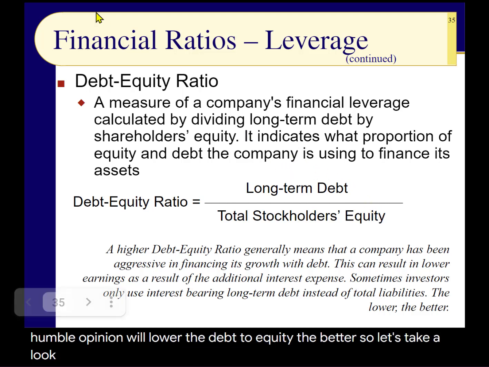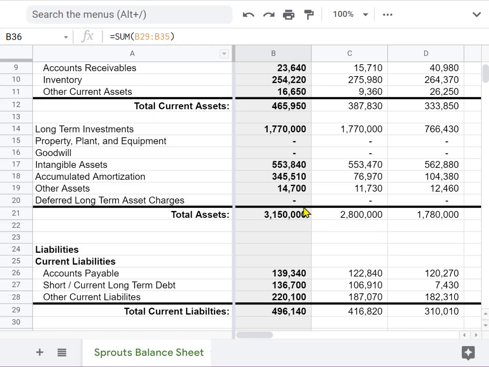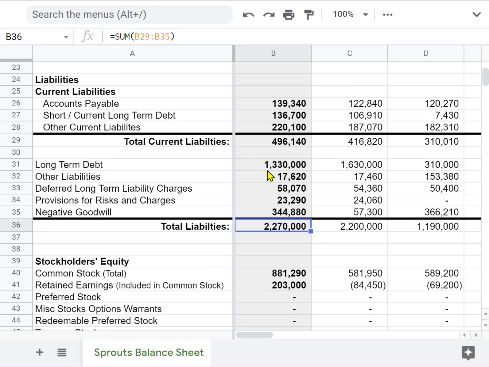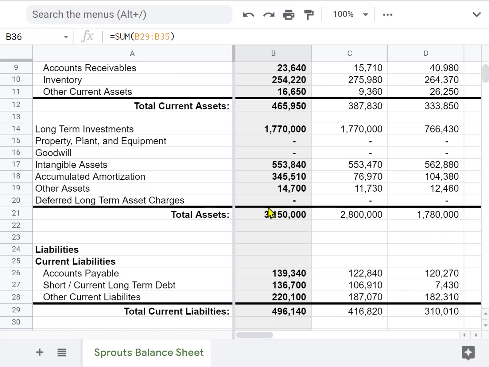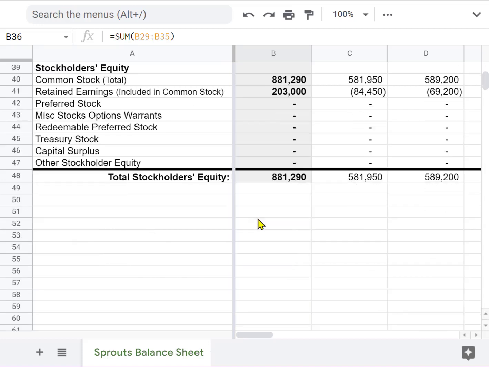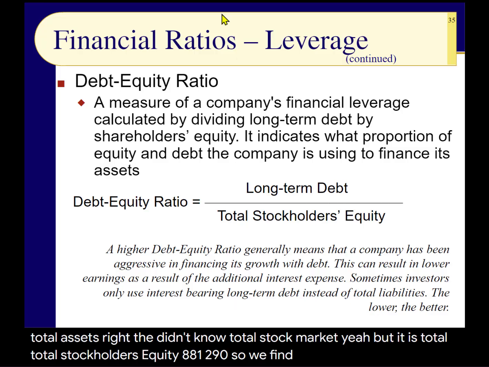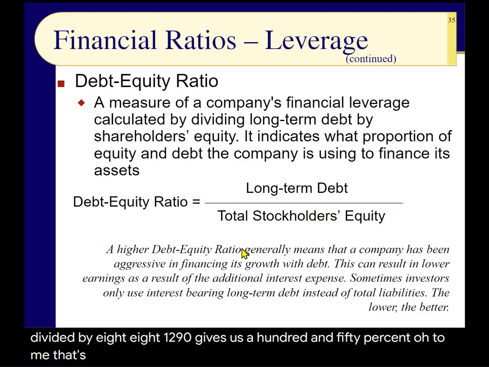So let's take a look. Long-term debt is on the balance sheet and the stockholders' equity is on the balance sheet. So our long-term debt is 1,330, right? That's our long-term debt. And total stockholders' equity is 881,290. So we find that 1,330 divided by 881,290 gives us 150%.